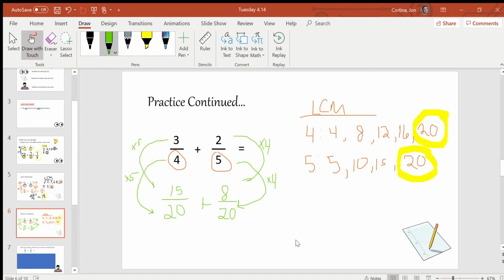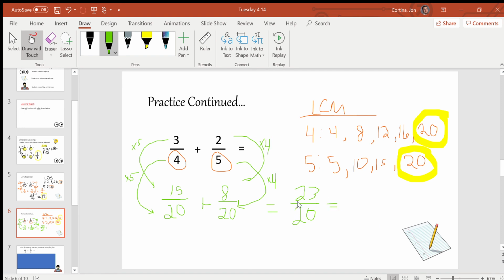Okay, so now we are ready to add. We have 20 in both denominators. All we need to do now is add across the top. So 15 plus 8, 23. And our denominator stays 20. And what do you notice about this fraction? That's right, it's an improper fraction, so we need to convert it into our mixed number.